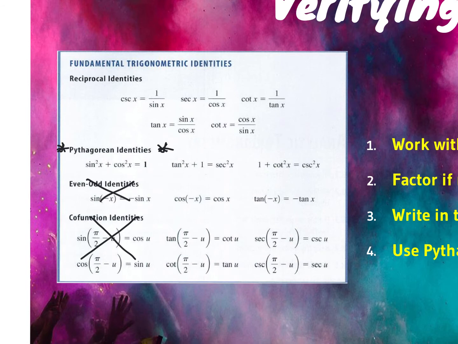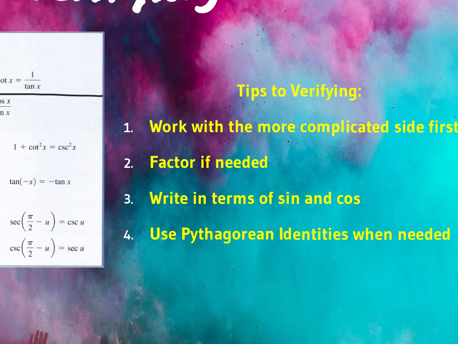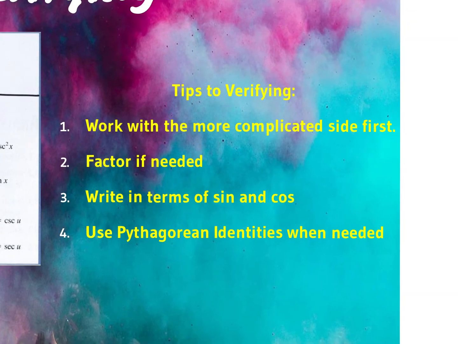We'll also use these reciprocal identities, which are these 3. And then remember tangent and cotangent, these were called quotient identities. So nothing new here. We're still using the same identities. We're still going to be adding and subtracting, multiplying, dividing, and different things like that. Now over here on the right side of this slide, these are tips that you can use for verifying or for simplifying for that matter.